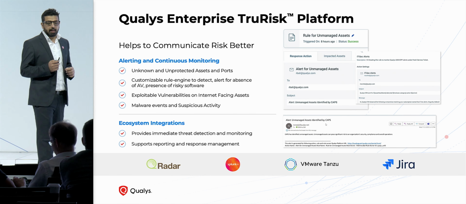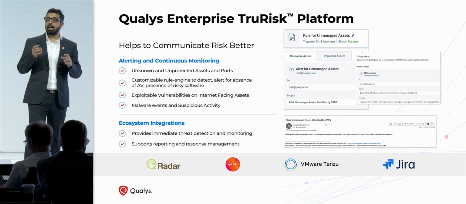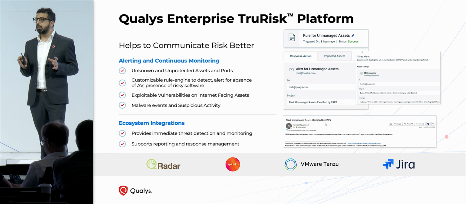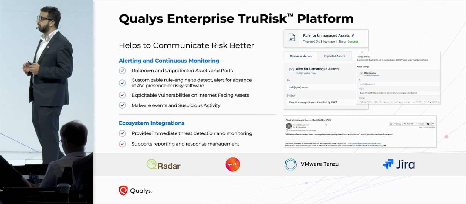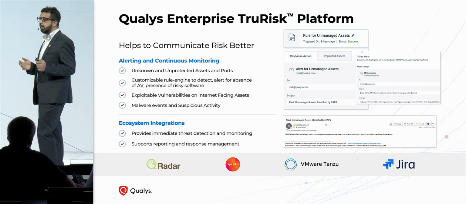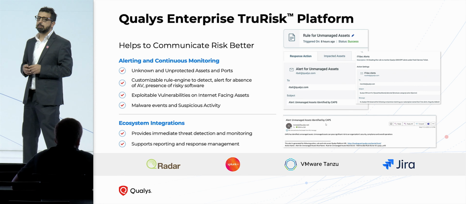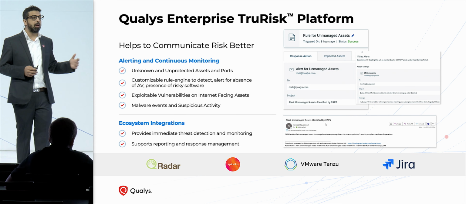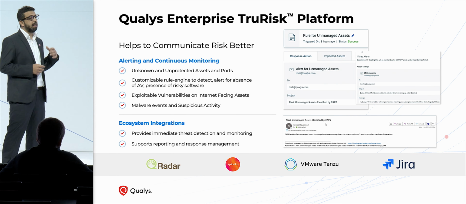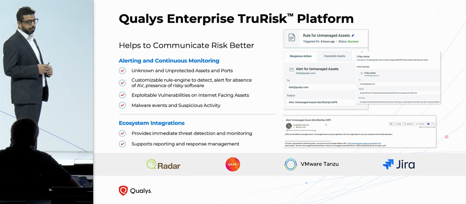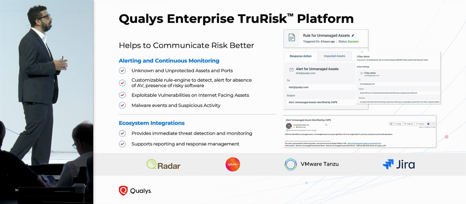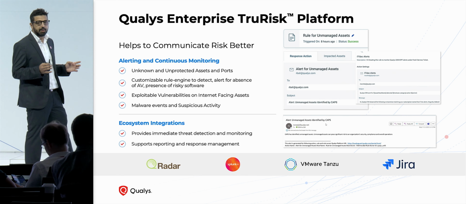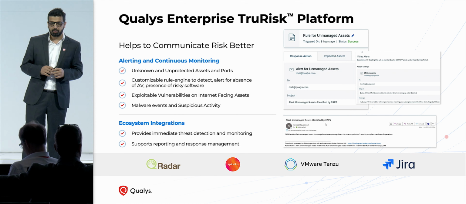You can also set alerts based on whether any exploitable vulnerability is identified on an internet-facing asset. If it's an air-gapped environment or your corporate environment, you might be okay with the exploitable vulnerability and checking it in the reports or the API calls. But for an internet-facing asset, that becomes a P0 for your team. Then you can also set alerts based on malware events and suspicious activity from our EDR and EPP solution.